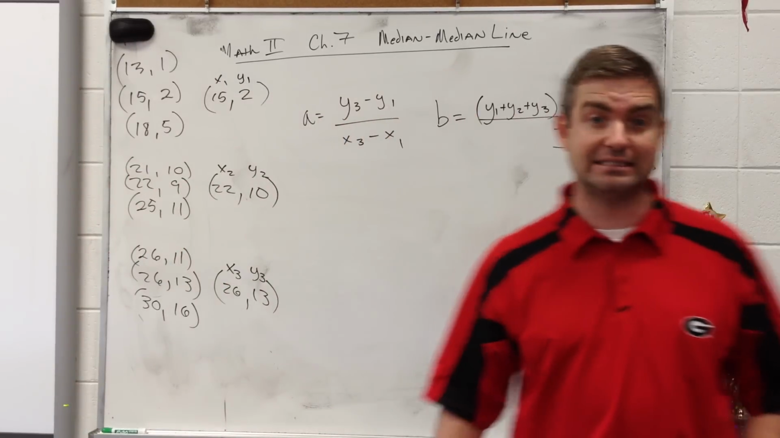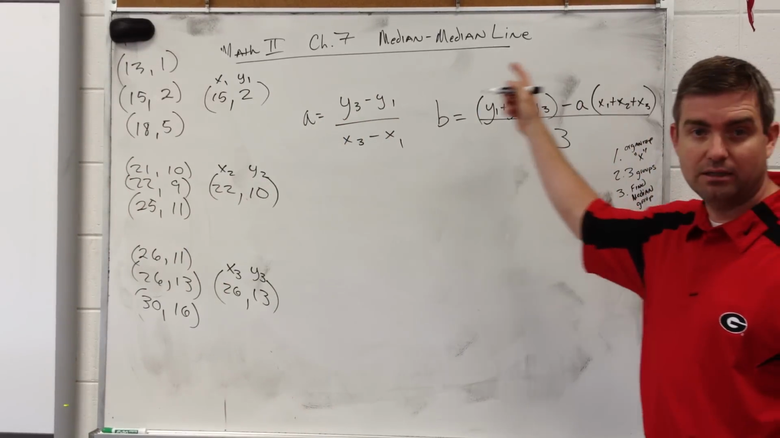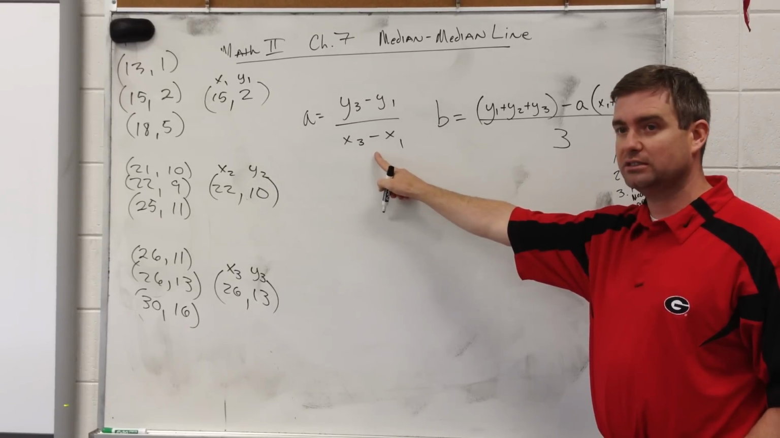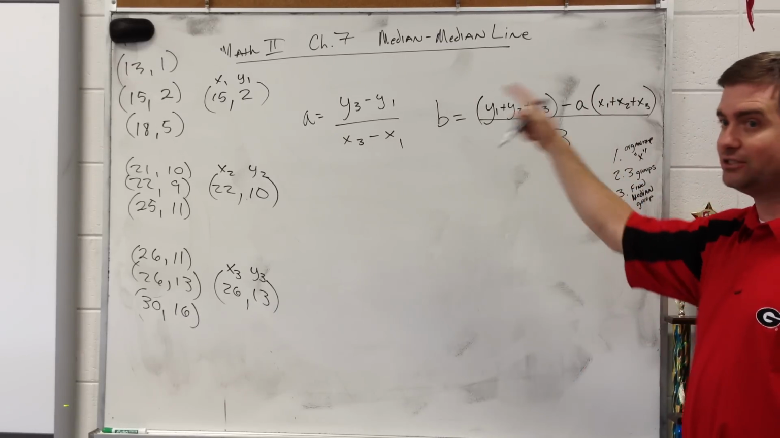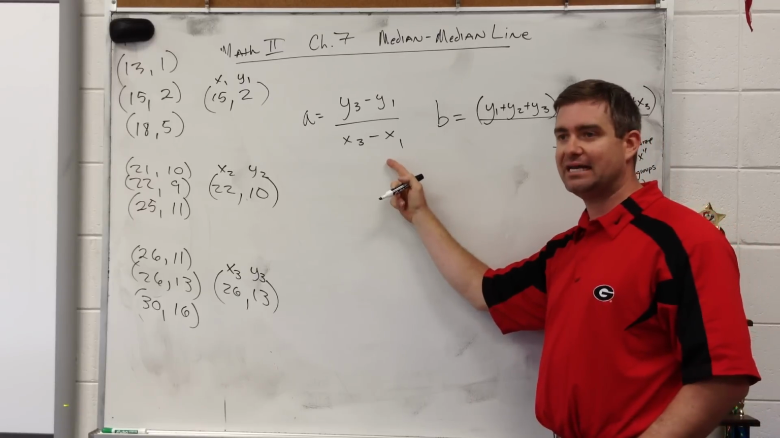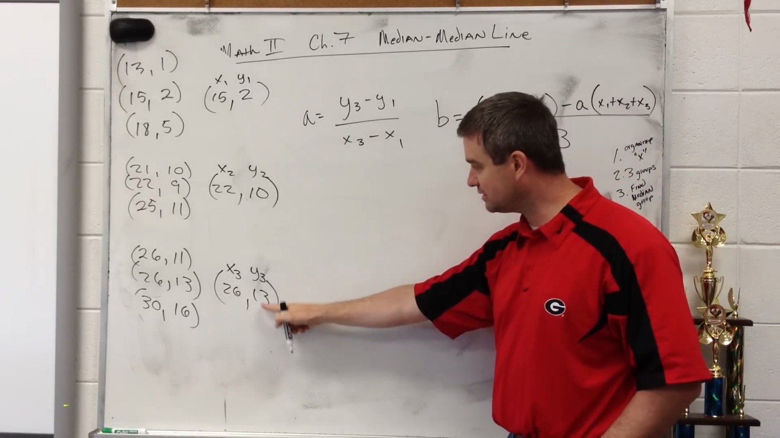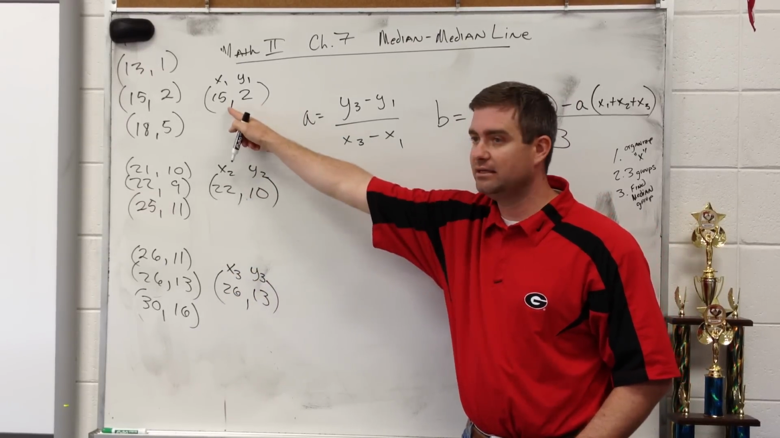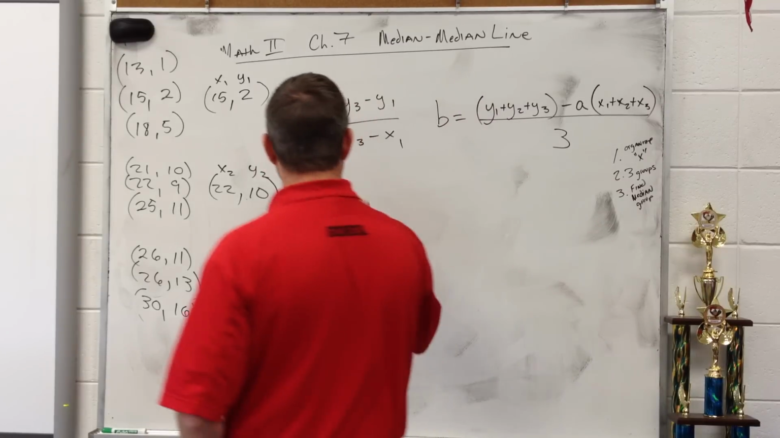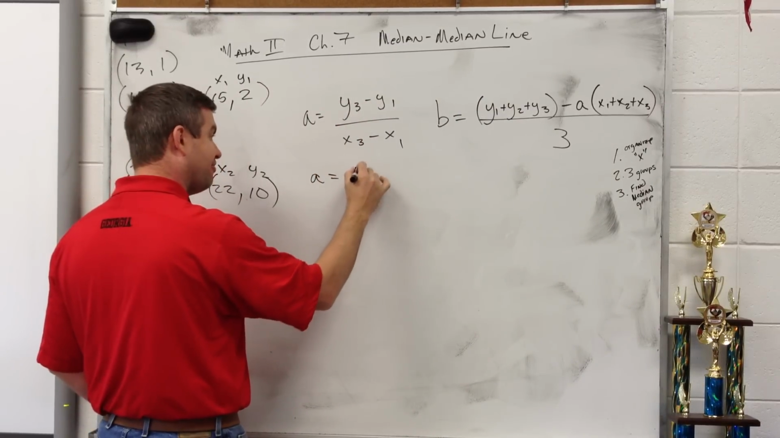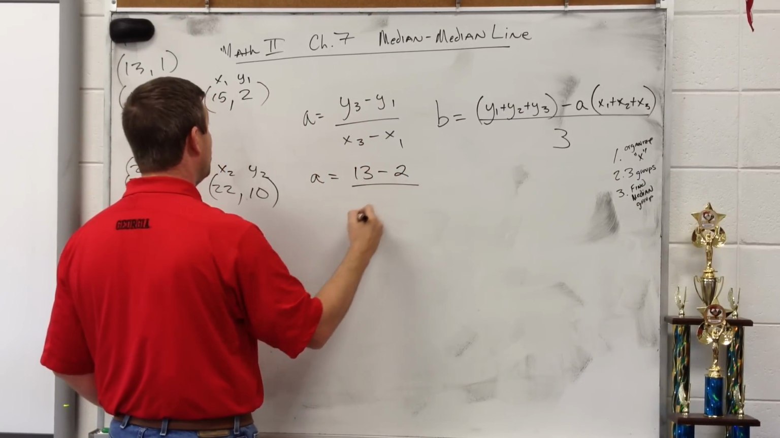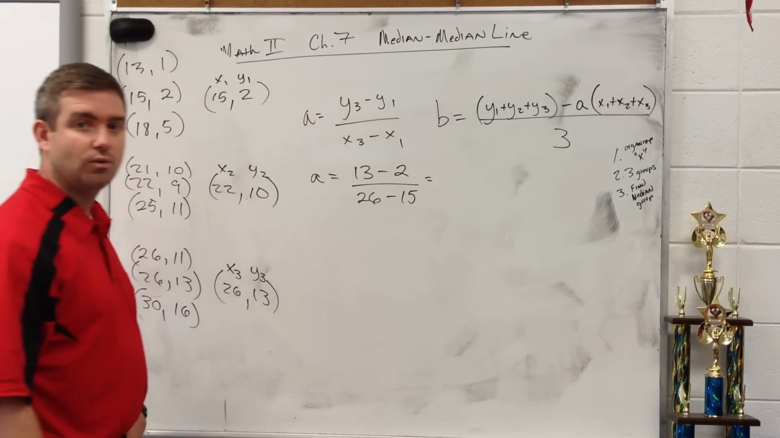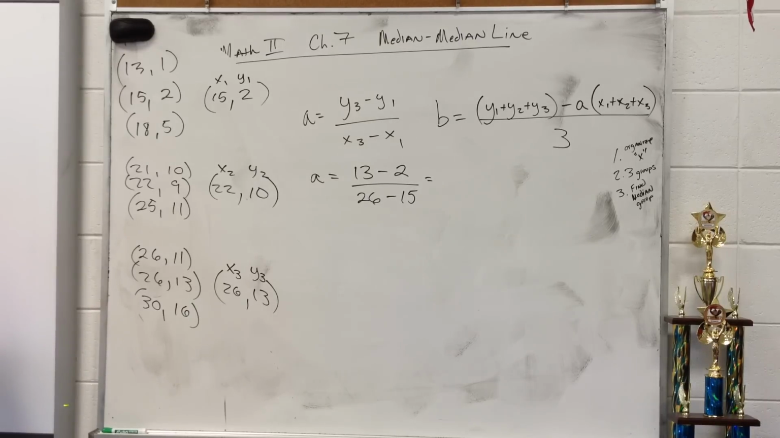Now, do I have all the pieces of the puzzle in order to do this formula? Yes. Which one do I have to do first? A. Why A first? Because I need A in order to find B. Is it really that hard finding A? No, I simply do 13 minus 2 over 26 minus 15. Right? A equals 13 minus 2 all over 26 minus 15. Y3 minus Y1 over X3 minus X1.